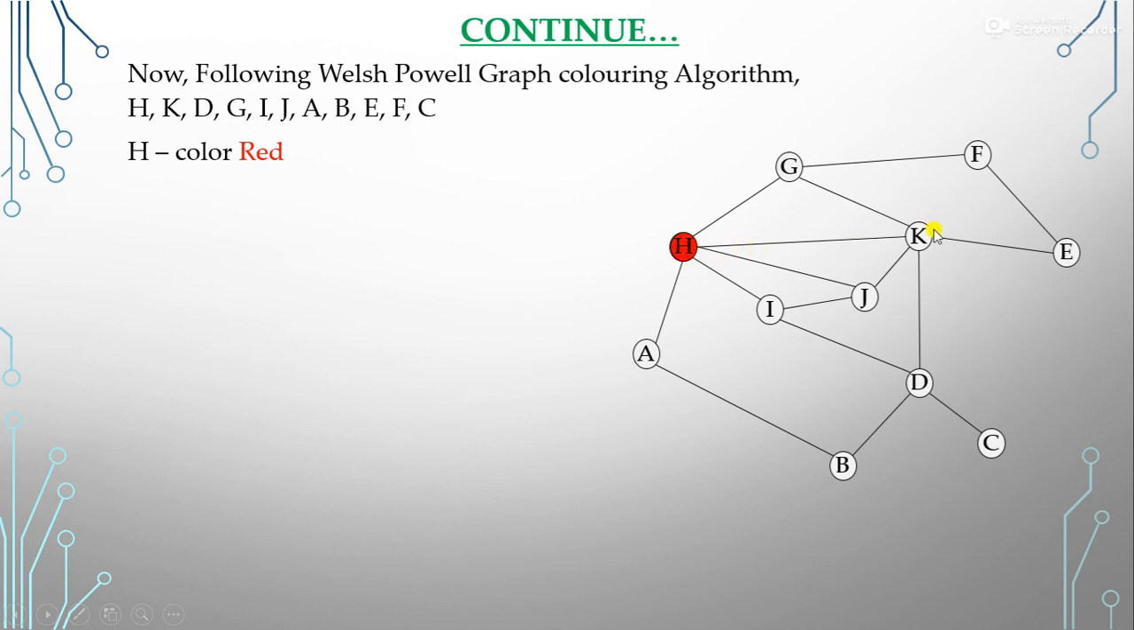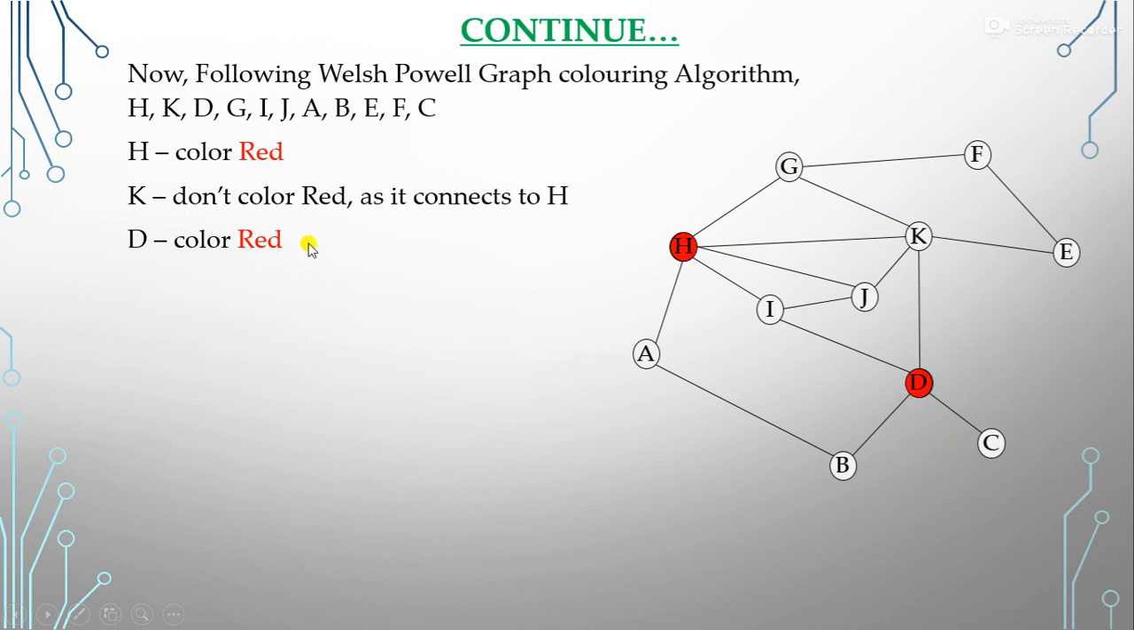Because this is related to H, H and K are adjacent vertices. So K, don't color red because it is connected to H. After K is D. Can we color D red? Yes, we can do it. Why? Because D is not adjacent to H.